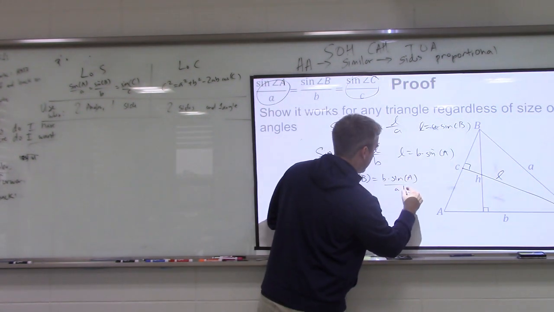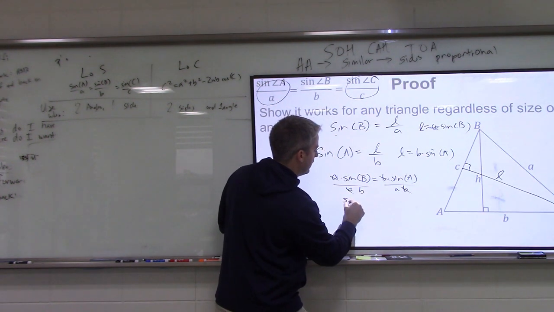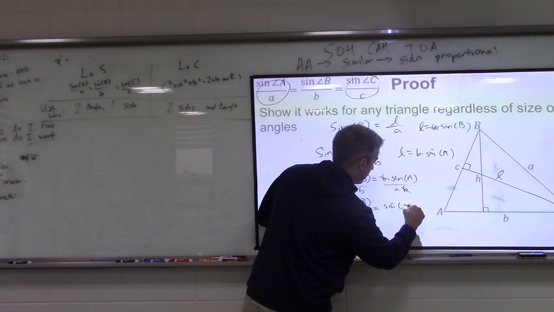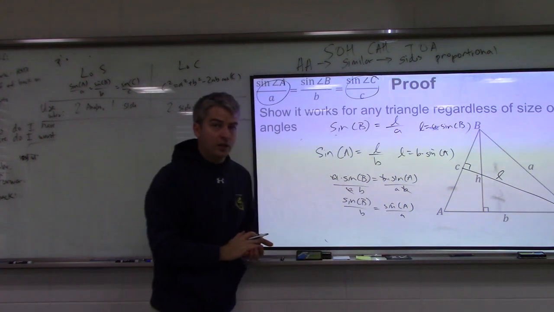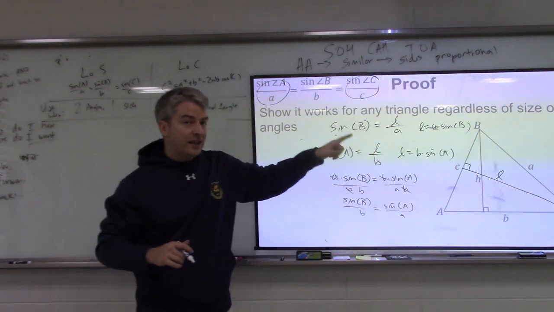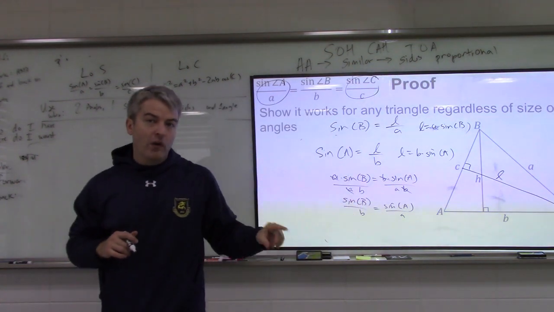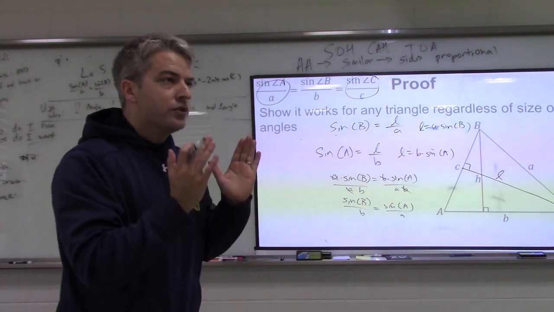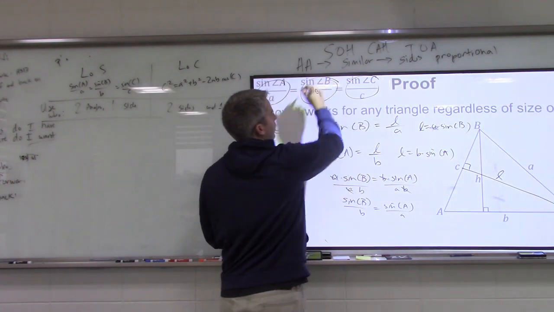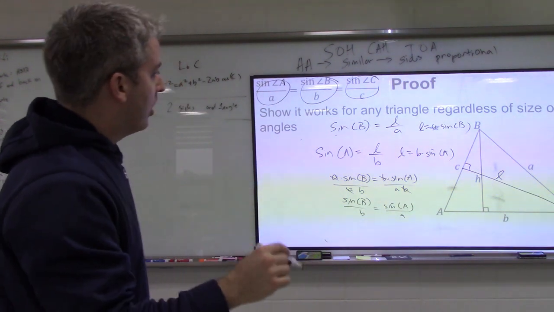Divide both sides by A and B, cancel, cancel. And we get sine of B over B is sine of A over A. Last time we got sine of A over A is equal to sine of C over C. Now we get sine of A over A is equal to sine of B over B. So again, transitive magic, we can show that all three of these things are the same. So that's why law of sines works.